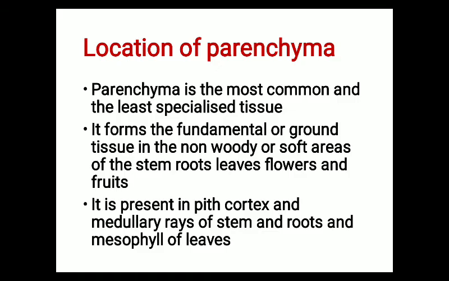Now come to the location of parenchyma, in which part of the plant body these parenchymatous cells are located. Parenchyma is the most common and the least specialized tissue. It forms the fundamental or ground tissue in the non-woody or soft areas of the stem, roots, leaves, flowers and fruits. It is present in pith, cortex and medullary rays of stem and roots and mesophyll of leaves. So these are the areas in plant body where these parenchymatous cells are present. And what is pith, cortex, medullary rays? We will study later, then it will be clear to you.